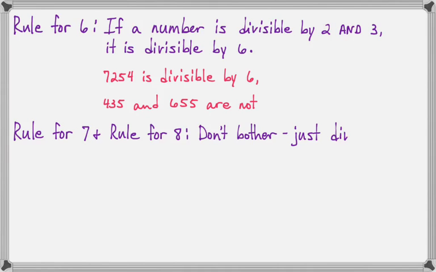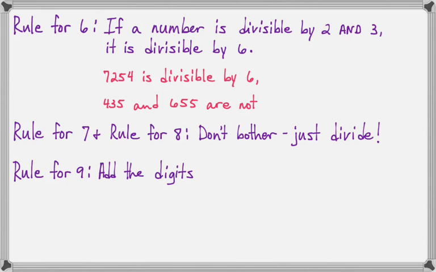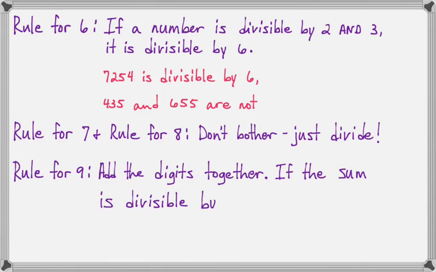Alright, now there are rules for 7 and 8, but they are so much trouble as to be not worth it. You may as well just divide. The rule for 9, though, is really cool because it's just like the rule for 3. Now, you know, 9 is 3 times 3, so it shouldn't surprise us that the rules for 3 and 9 are so similar. But again, we're going to add all the digits together. If the sum is divisible by 9, then the whole number is divisible by 9.